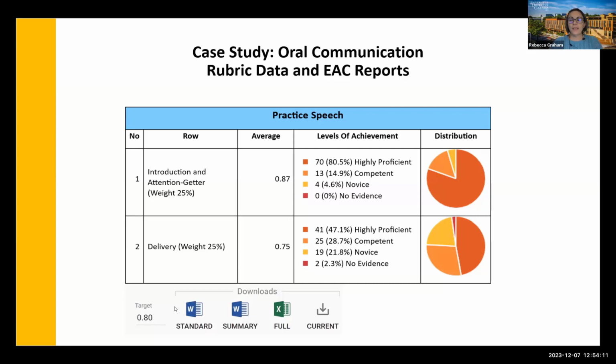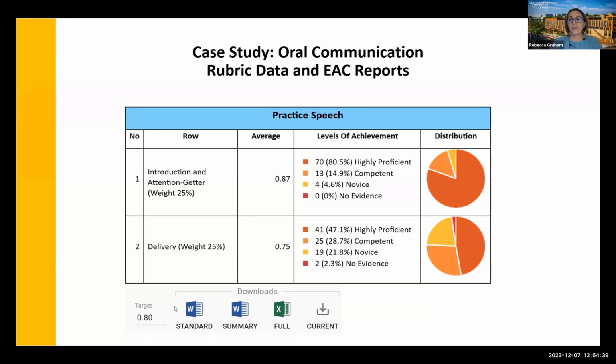At the same time, you'll see in that next line, number 2, that students experienced some challenges with the overall delivery of their speeches. Although 0.75 is still pretty good, the professor wanted to see those scores increase by the end of the semester and meet the 0.80 target. Remember, this is for a practice speech. So what does the professor do? The professor starts to scaffold the learning in the second half of the semester.